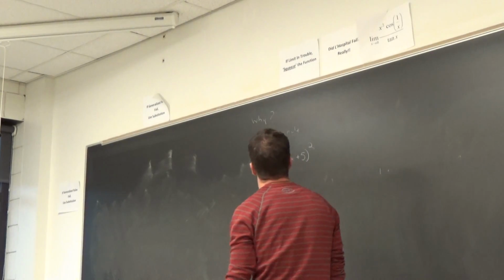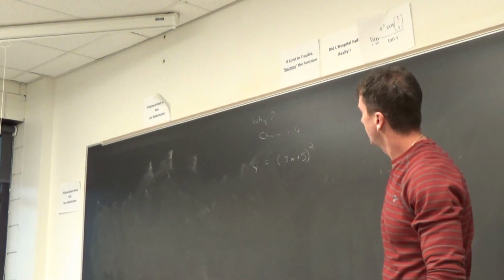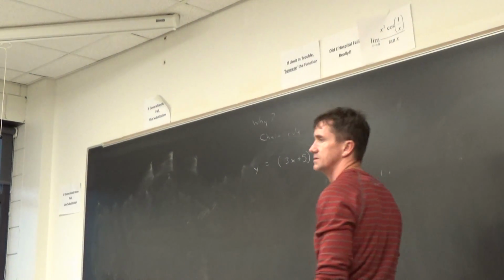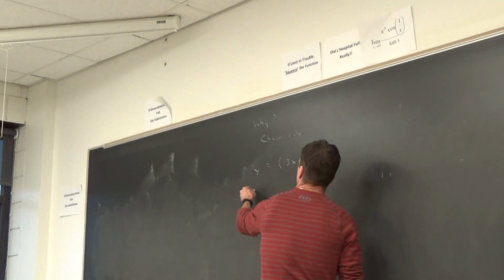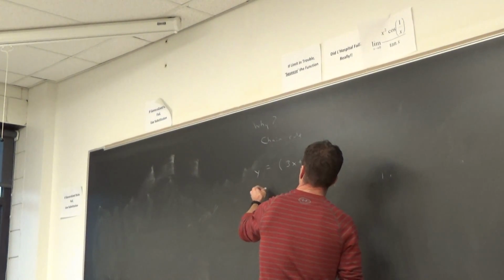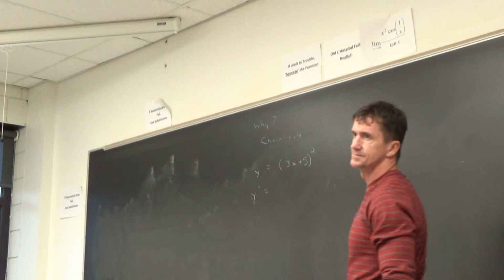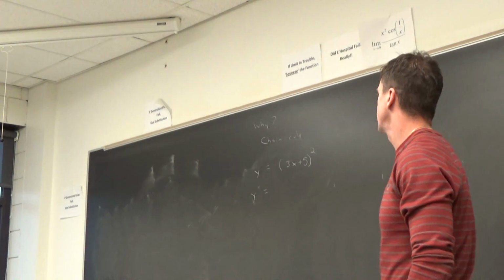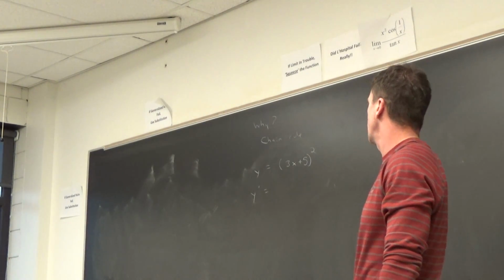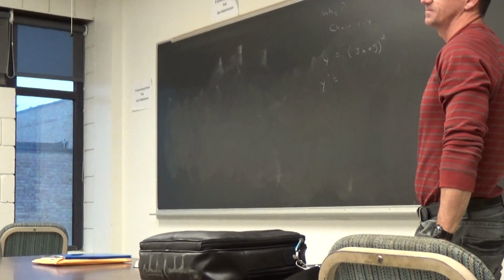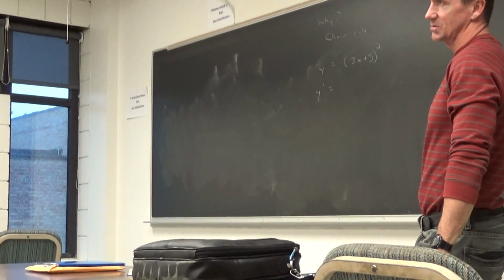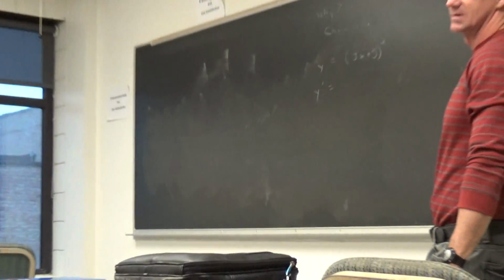Let's start out there. y equals (3x plus 5) squared. I want you to differentiate this. Find the derivative of y. Find y prime. Differentiate y with respect to x. Well, you already know some ways. We don't need chain rule. What are some ways? There are two ways to do it.